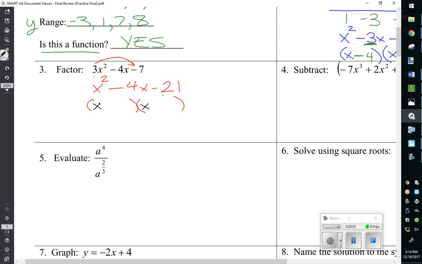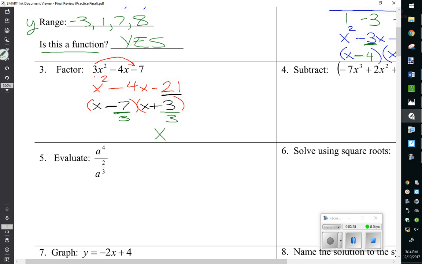2 numbers that multiply together to get me 21 would be 7 and 3. It needs to get me -4 when I add them, so -7 and a +3 will do the trick. Those 2 numbers multiply to get -21 and add to get -4. I borrowed that 3 at the beginning. Now I'm going to pay it back. So I'm going to divide both of those answers by 3.